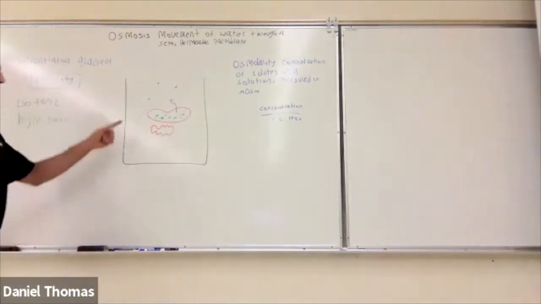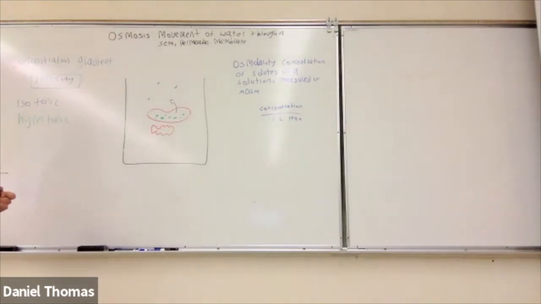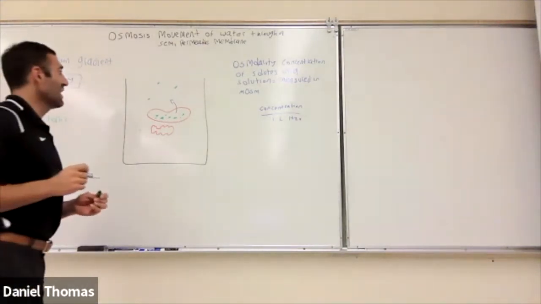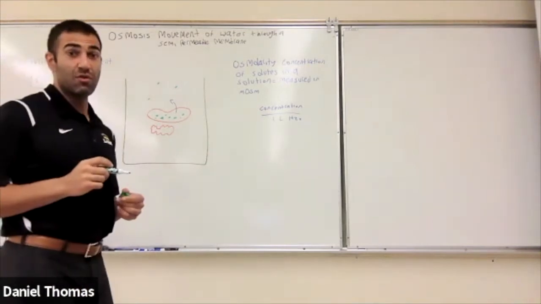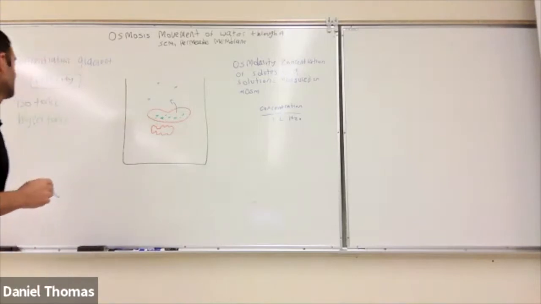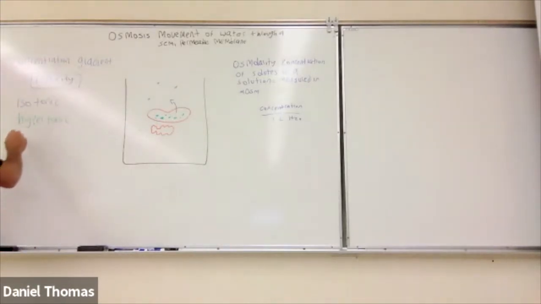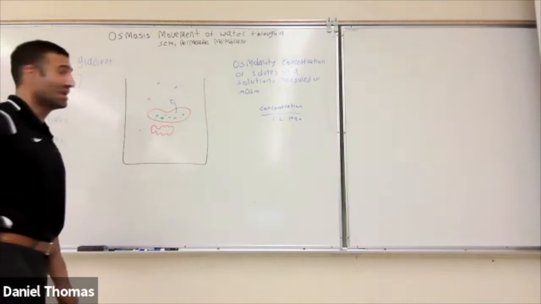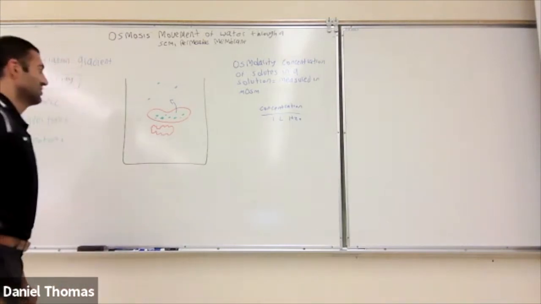So in this case here, the cell is going to have 8 particles of solute, and the outside solution is going to have 4 particles of solute. Now the solution is not as concentrated as the inside of the cell, so we call that hypotonic. And just to clarify, hypotonic means not as much solutes. Hypertonic means too much solutes.